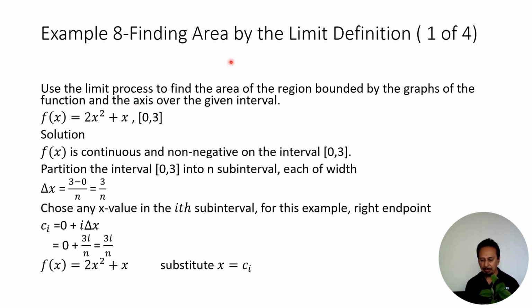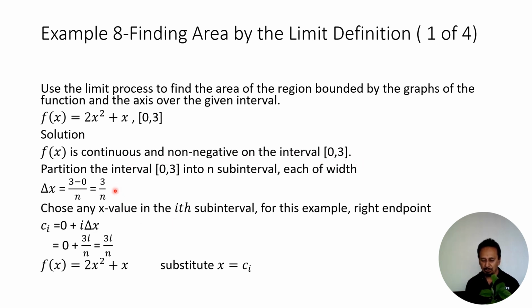So here is another example. We're going to use the same limit process to find the area of the region bounded by the graph of f of x equals 2x squared plus x over the interval 0 to 3, and also the x-axis. Okay, so f of x is a quadratic function, a parabola, and it is continuous, we know. So it's continuous and non-negative.